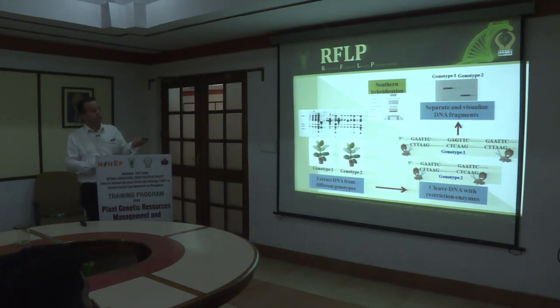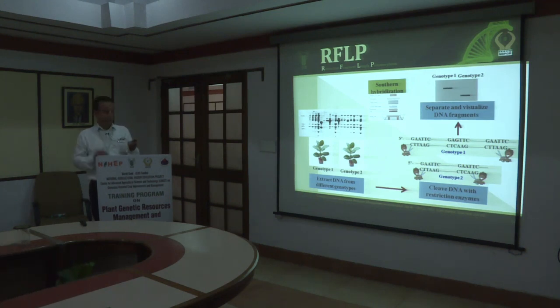You carry out electrophoresis and you will visualize that the fragments differ in their mobility. And then you carry out hybridization with the probes, Southern hybridization, and visualize those fragments. So, using this you can distinguish your variety first from variety second.